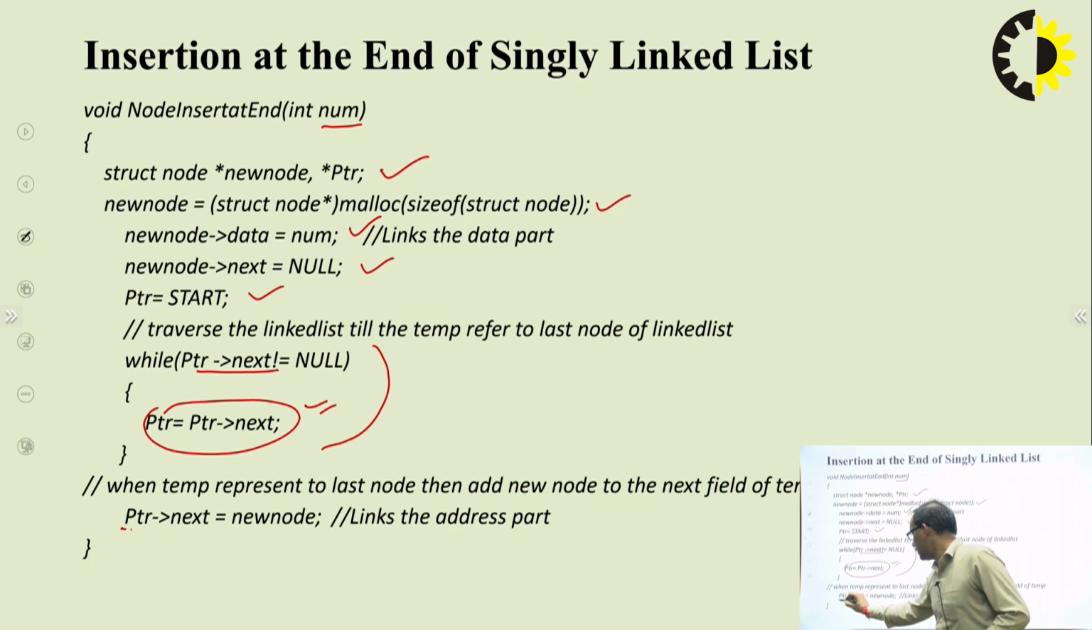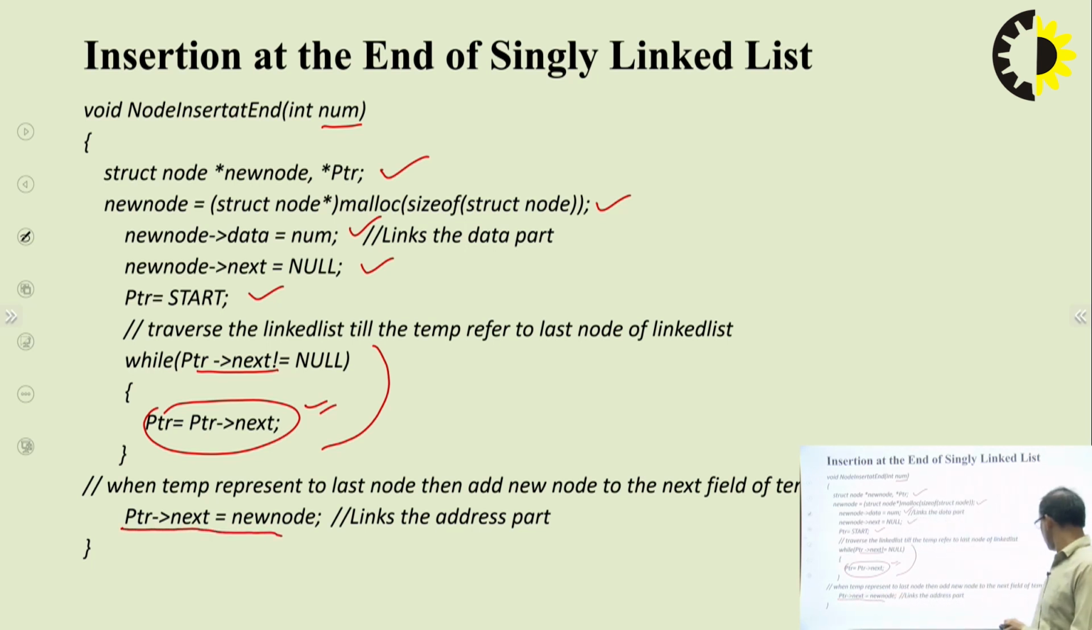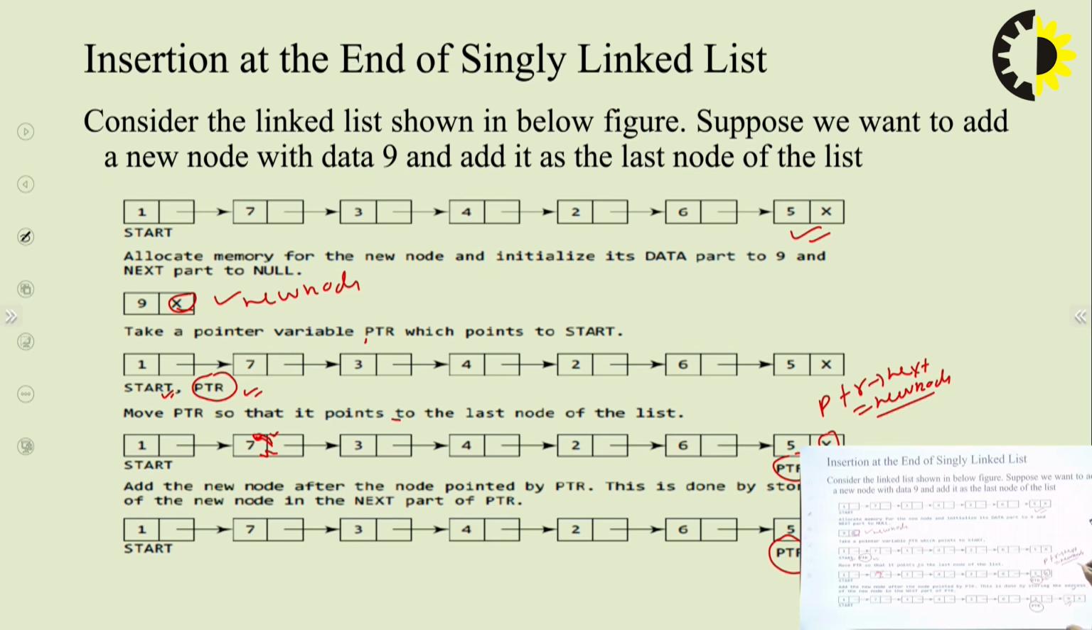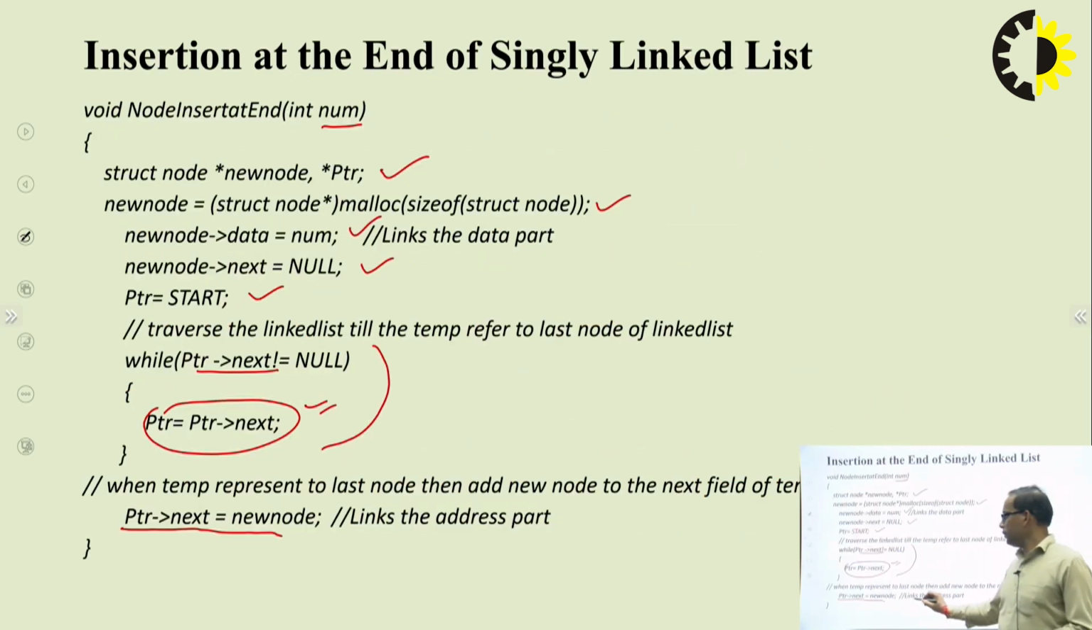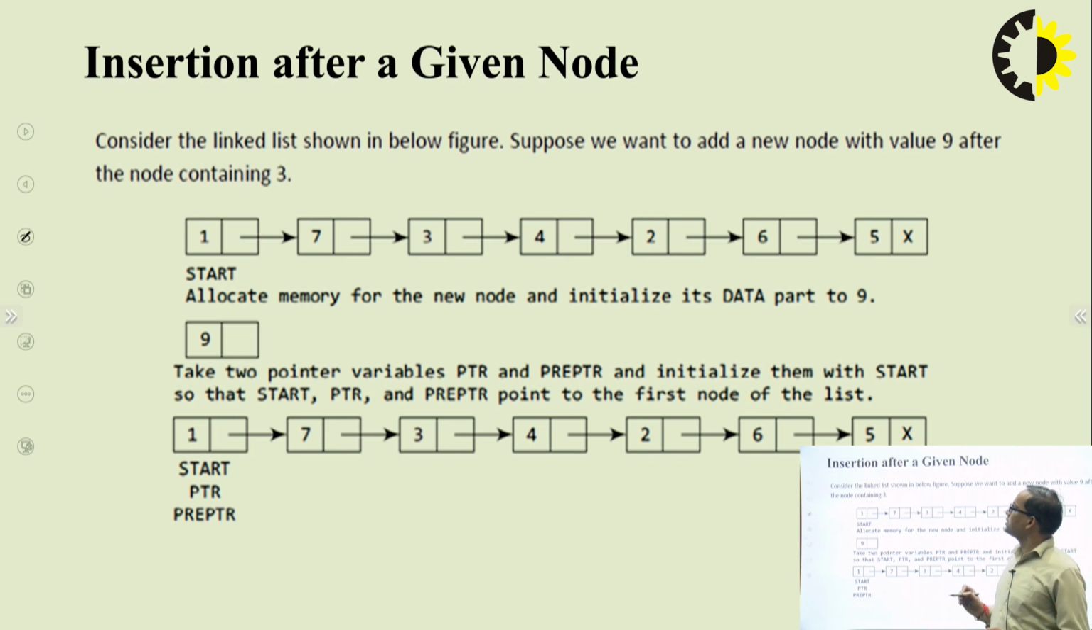in order to reach the last node of the linked list. And in the last step, we write ptr next is equal to new node, to add the newly created node at the end of the linked list. This is the third case.